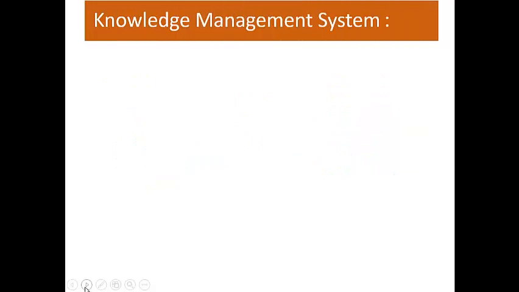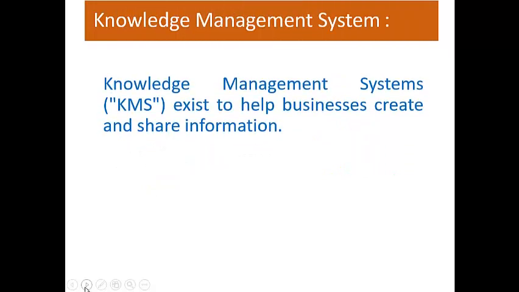Knowledge management system exists to help business create and share information. And this is very important. If I have a knowledge management system in an organization, as I said, this is for business, not for manufacturing and production. But we know that the storekeeping people can have information from the production about the spare parts and materials they need, and so on. And this will be provided in the system.